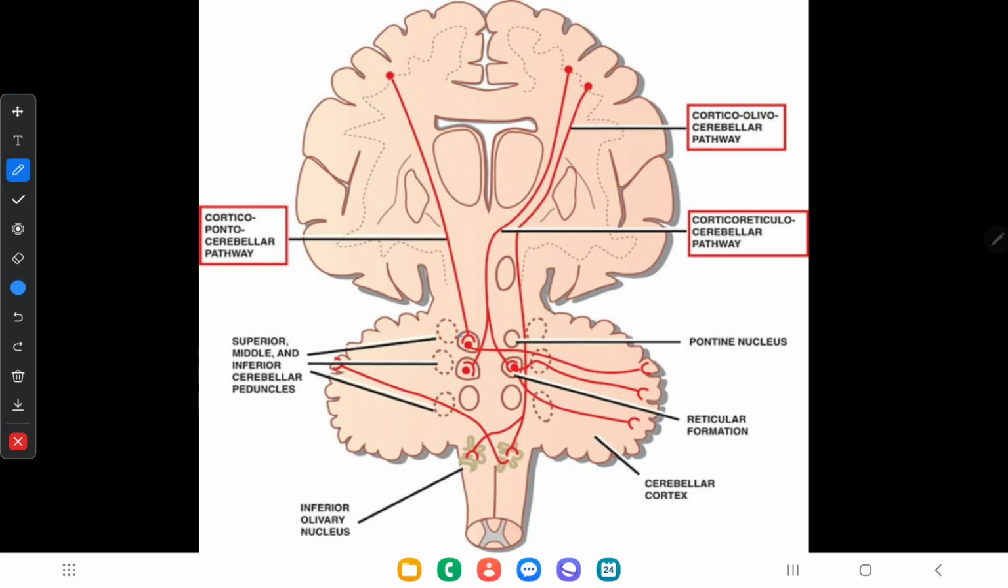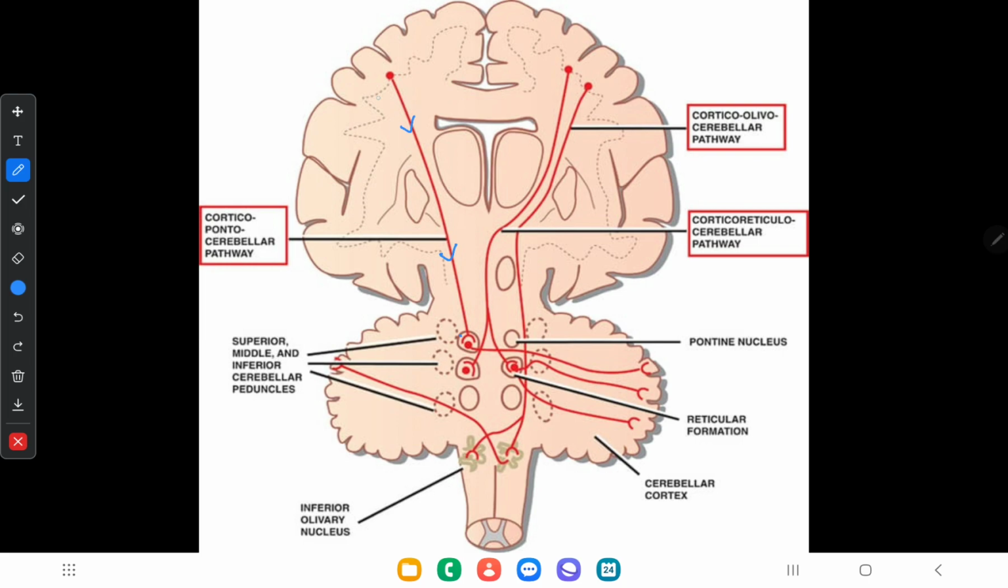There are three cerebellar afferent pathways. Those are the cortico-pontocerebellar pathway, the cerebro-olivocerebellar pathway, and the cerebro-reticulocerebellar pathway. Cortico-pontocerebellar pathway is the first one. Second one is the cerebro-olivocerebellar pathway. Third one, the cerebro-reticulocerebellar pathway.